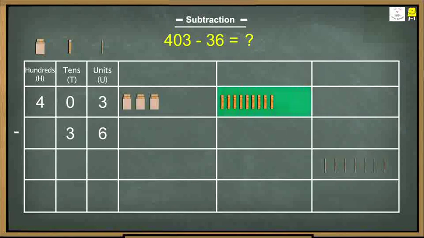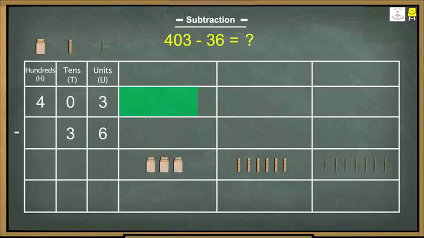Now let us subtract the tens. We saw earlier that we had 9 tens left in the tens column. Can we subtract 3 tens from 9 tens? Yes, we can. And we will be left with 6 tens. Finally, subtract the hundreds. We have 3 hundreds from which we don't have to subtract any. So how many hundreds do we have left? We have 3 hundreds left.